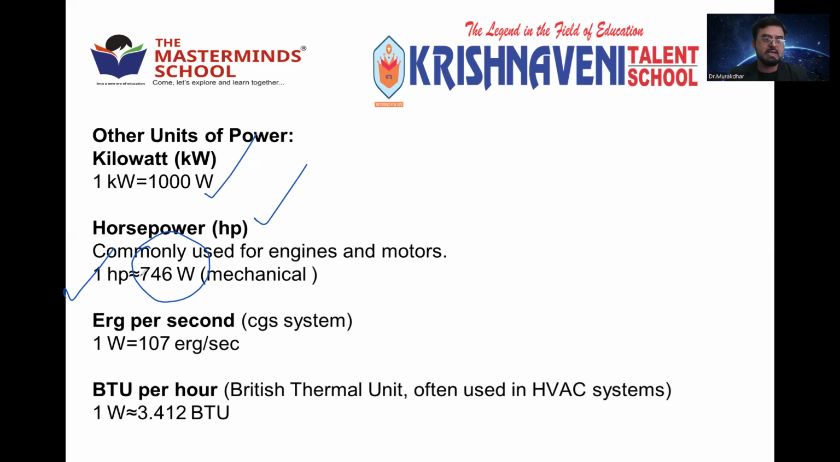Then, erg per second is another unit in the CGS system. 1 watt is equal to 10 power 7 erg per second. Another unit is BTU, British Thermal Unit, where 1 watt is equal to 3.412 BTU per hour. These are the conversions for power. You can use power in either joule per second or erg per second, or in BTUs. So this is a simple explanation about power, which is the rate of work done in a given time. How fast you are doing work is nothing but power.